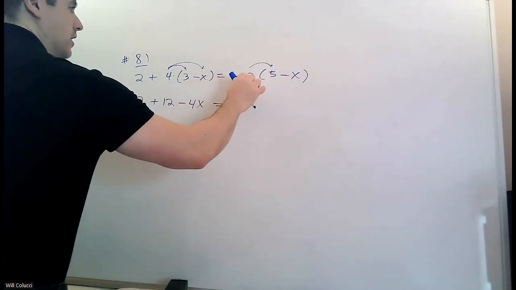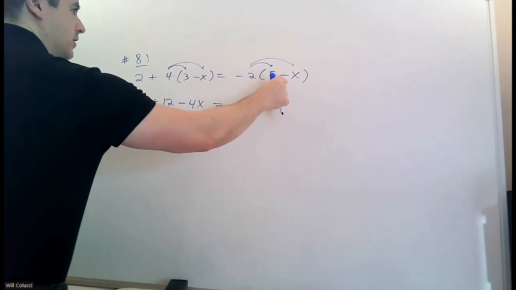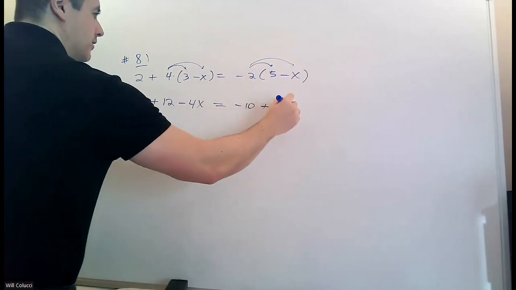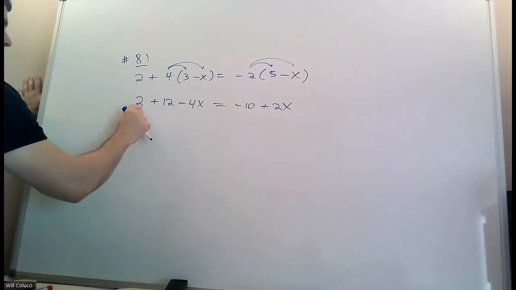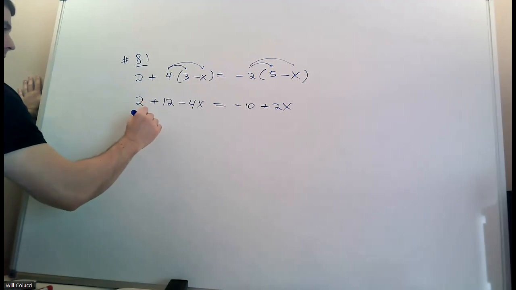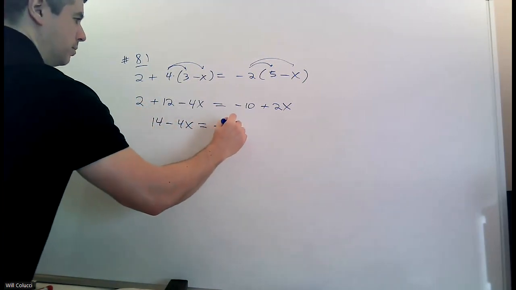Okay. Now move on to the other side. You're going to do negative 2 times 5, which is negative 10. And then negative 2 times negative x, which is positive 2x. So that side's good. There's not much to do there. Here, you got to put these together first. Do not start trying to eliminate them one at a time. Combine them and make them 14. All right, you just do 2 plus 12.